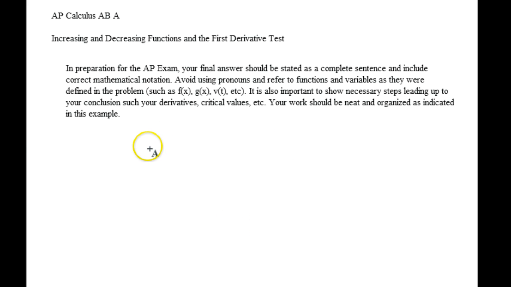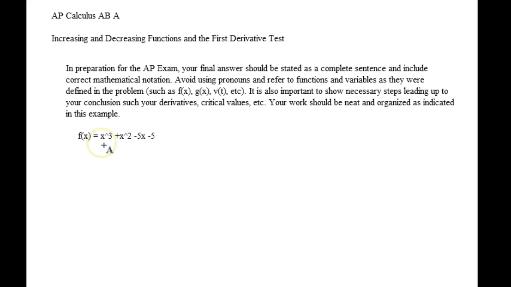Okay, all right, so now this one, we're going to actually use an example. Let's take f of x equals x to the third plus x squared minus 5x minus 5.